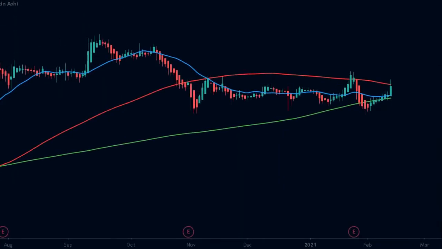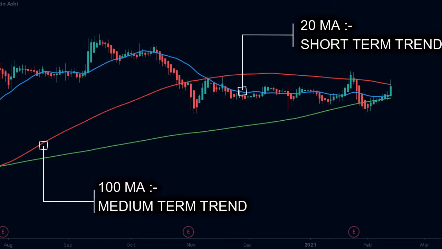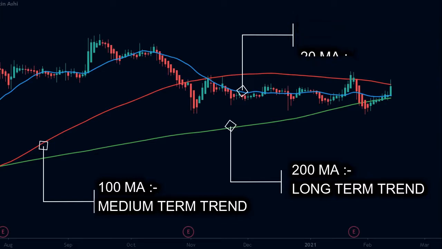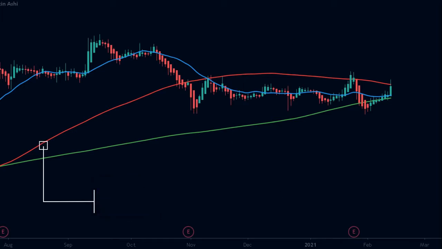For instance, a 20 or 50-period moving average will give us the short-term trend, a 100-period moving average will give us the medium-term trend, and a 200-period moving average will give us the long-term trend. For a long-term investor, the 200-period moving average will be suitable, while for a day trader, the 20-period moving average will be suitable. The strategy discussed in this video will work on any moving average. But for the sake of this video, we will use a 100-period moving average.